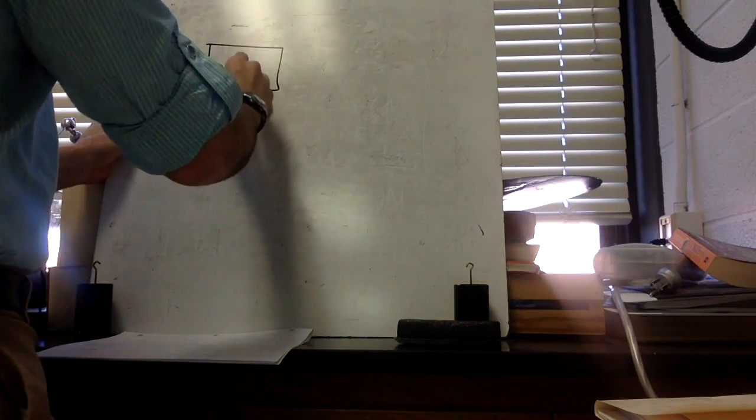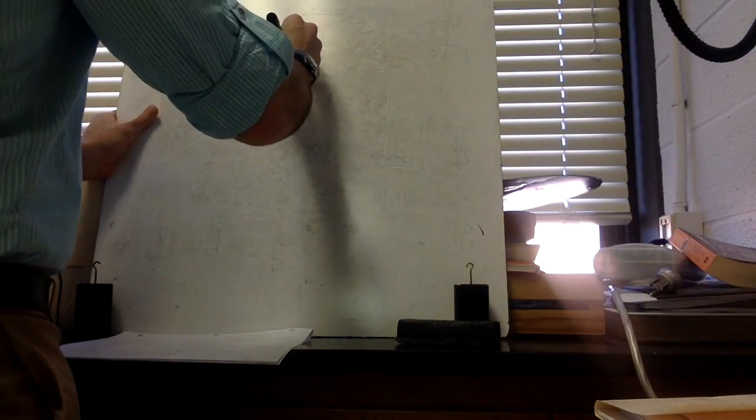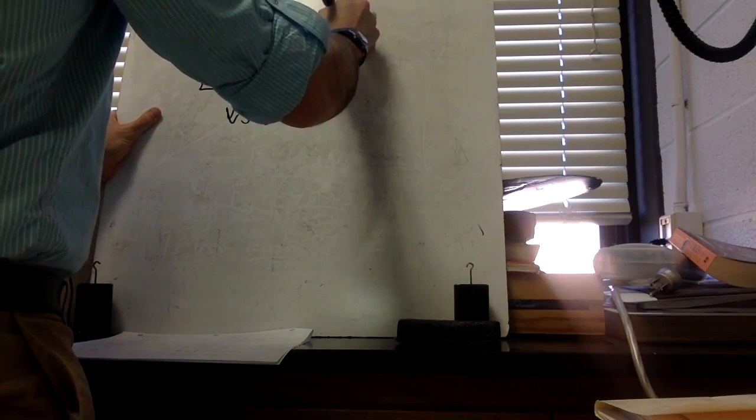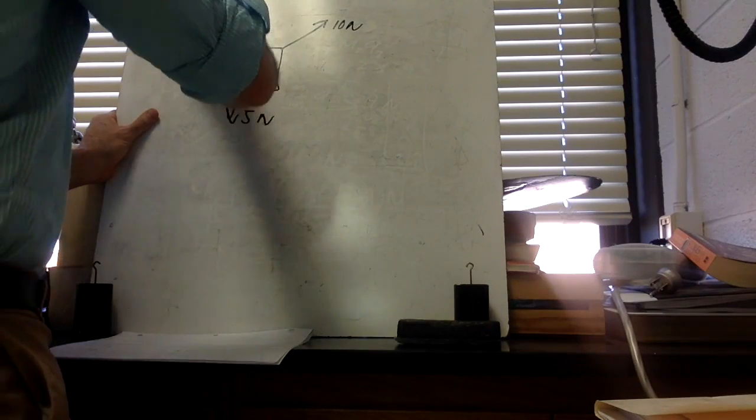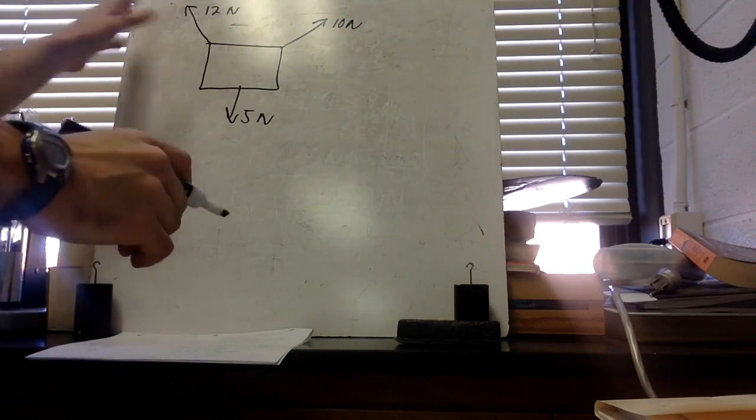All right, so here it is. This is the free body diagram. It's a 5 Newton body, and there is a 10 Newton force this way, and then there is a 12 Newton force going this way. Right now this is a free body diagram.